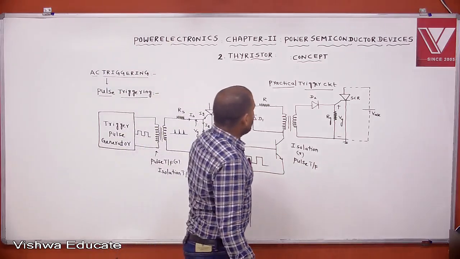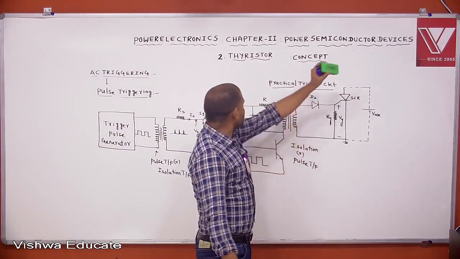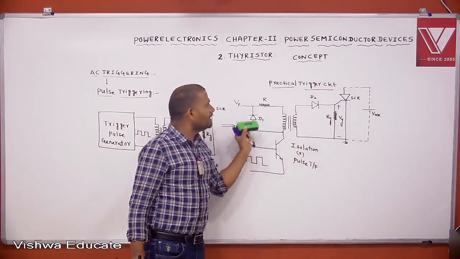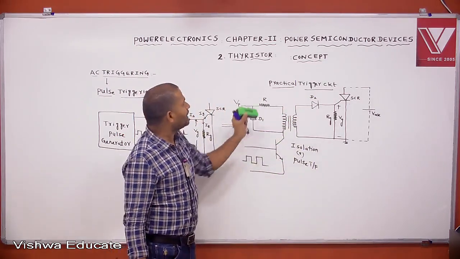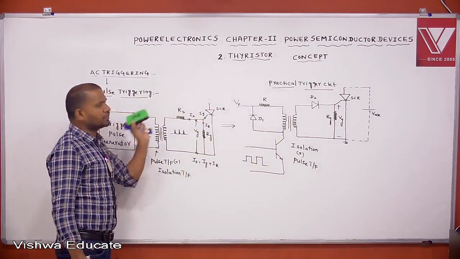Now, what is the purpose of using the D1 diode and D2 diode? This is a practical trigger circuit, and the earlier one was a theoretical circuit.